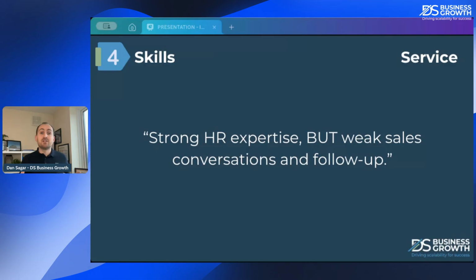They know all the legislation and regulations inside out, and they can provide amazing advice. But are they having really weak sales conversations when put in those positions? Are they not perhaps following up with prospects that they talk to as efficiently or effectively as they can? And that is, of course, a skills gap, and all of this can be resolved.